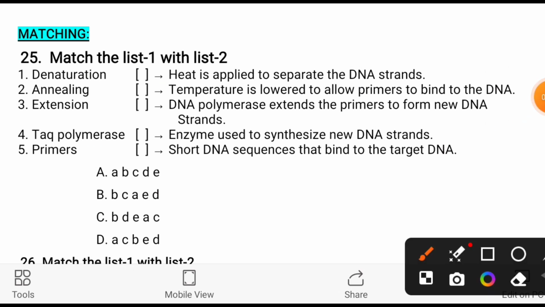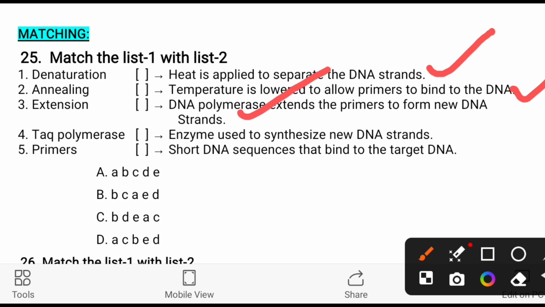Denaturation: heat is applied to separate two DNA strands. That process is called denaturation. Annealing: temperature is lowered to allow primers to bind to the DNA. That is the correct answer. Extension: DNA polymerase extends the primers to form new DNA strands. That is the correct answer.